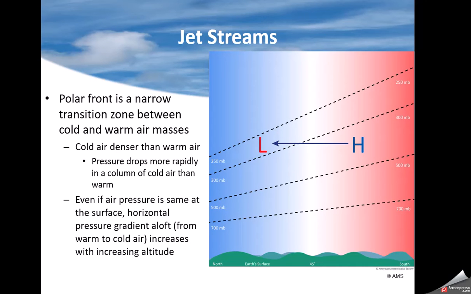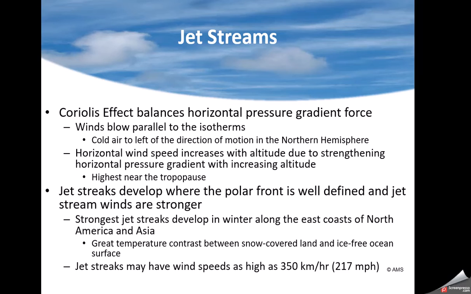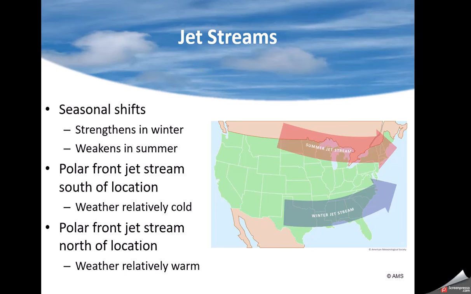All right, a polar front is a narrow transition zone between cold and warm air masses. Higher up in the atmosphere, closer to the tropopause, there is extreme temperature contrast if you go north to south many times. That temperature contrast causes a pressure gradient. That is what causes the jet stream to be so powerful up in that area. The Coriolis effect plays a role in that jet streak, of course. And you can see there's a seasonal shift to the jet streak. Guess what? It's further south in the winter, further north in the summer. Not unexpected.